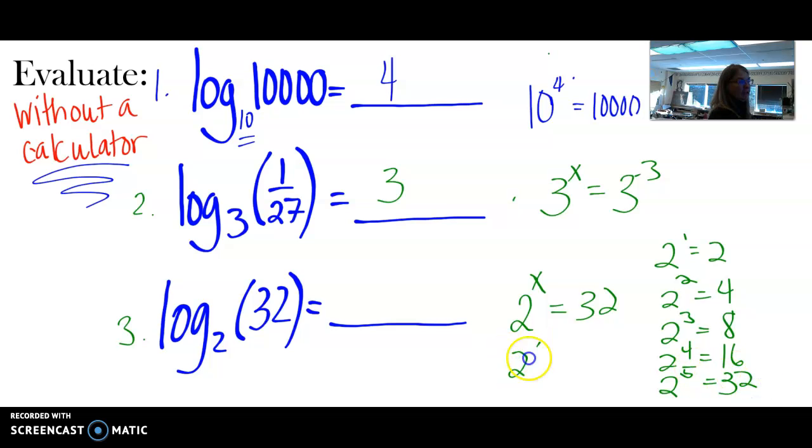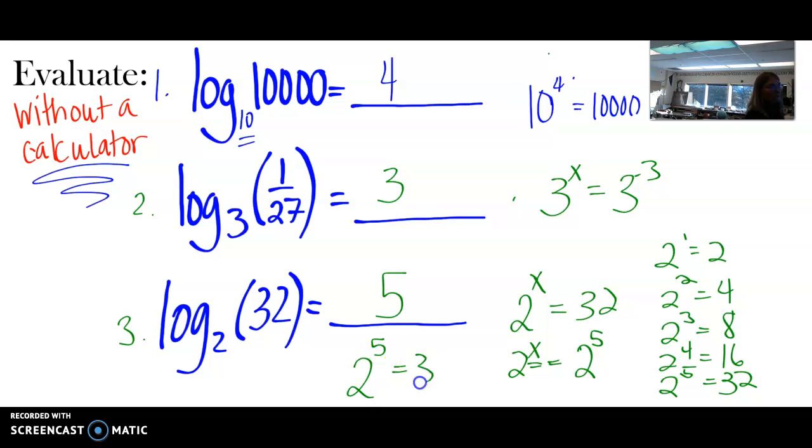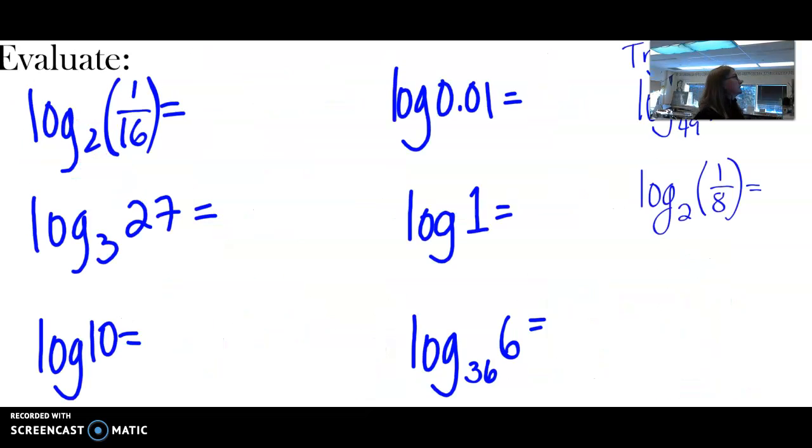So 2 to the x, I can rewrite 32 in base 2 by putting it as 2 to the fifth, and therefore if I raise this to the fifth power, I'll get 2 to the fifth, or 32. So this is equal to 5, because we're looking for 2 to what power equals 32, and that answer is 5. All right, so here's a couple more.